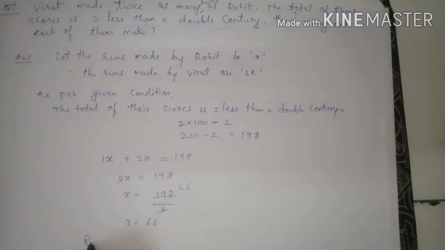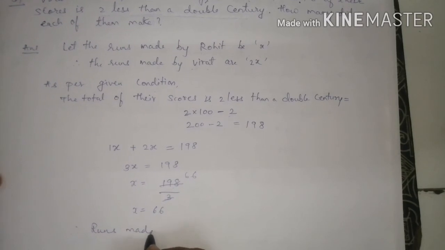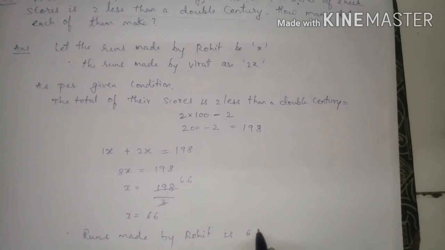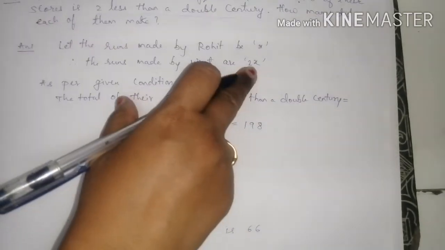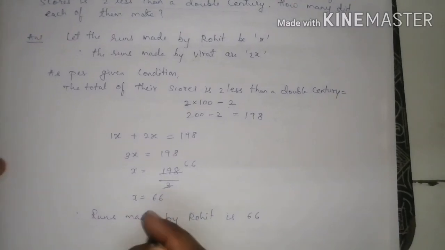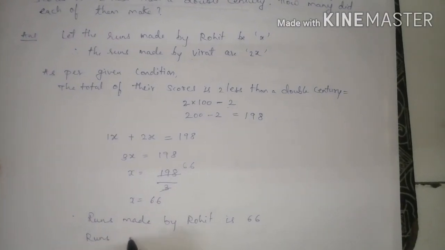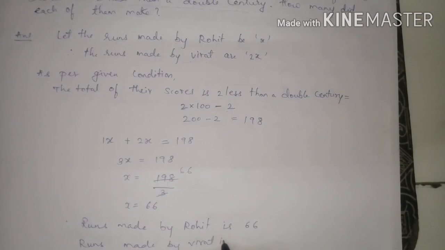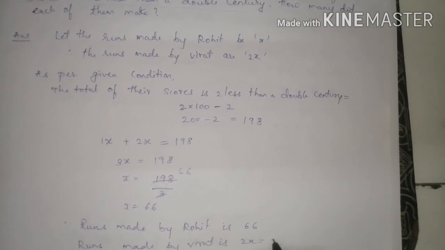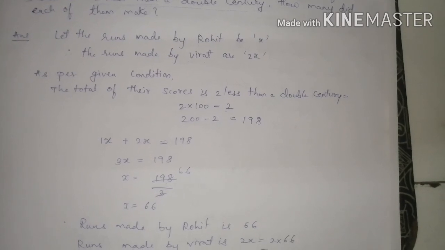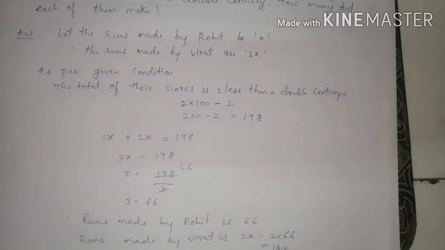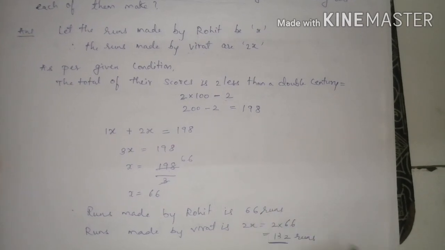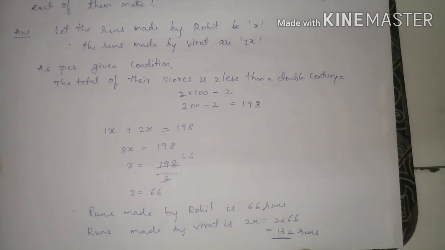Therefore, runs made by Rohit is 66. And we'll get Virat's runs by multiplying 2 into x, the x value we got. So runs made by Virat is 2x, that is 2 into 66. 2 6s are 12, 2 6s are 12, 1, 1, 3, 132 runs. So 66 are Rohit's runs and Virat's runs are 132.